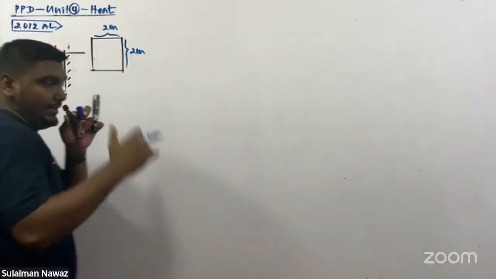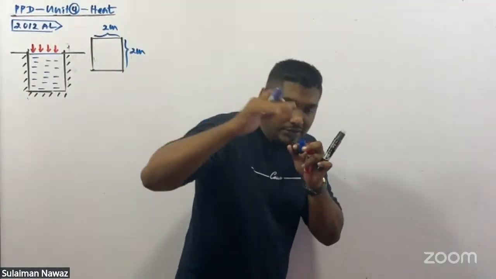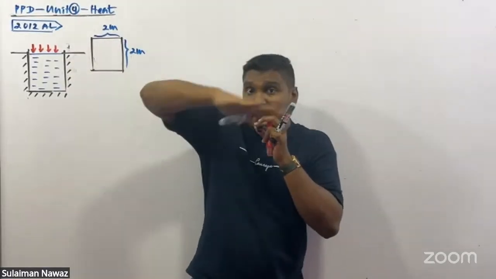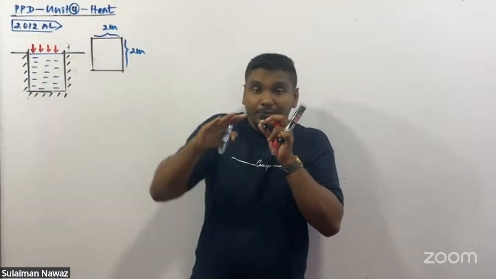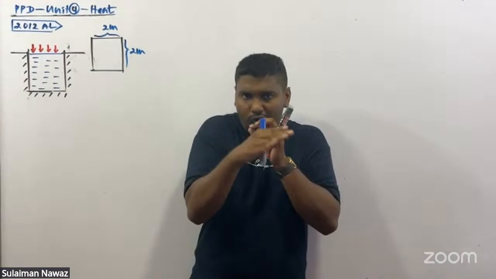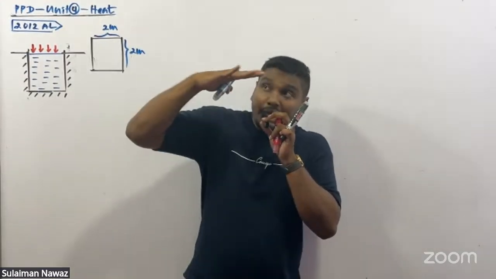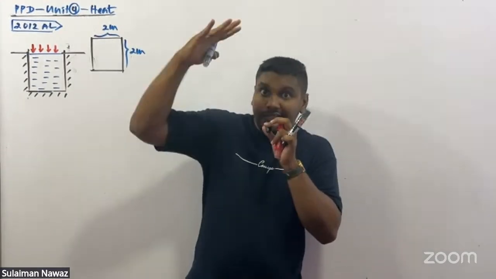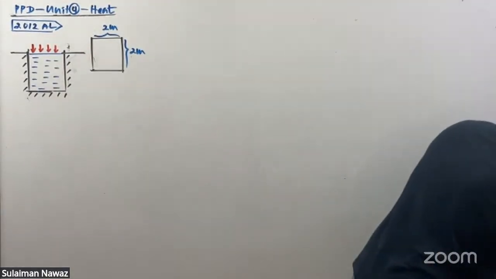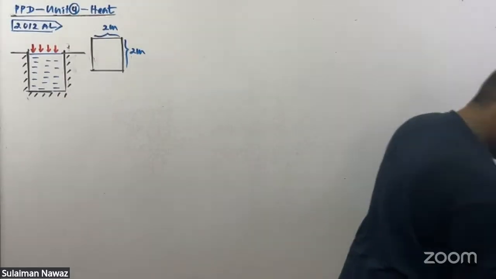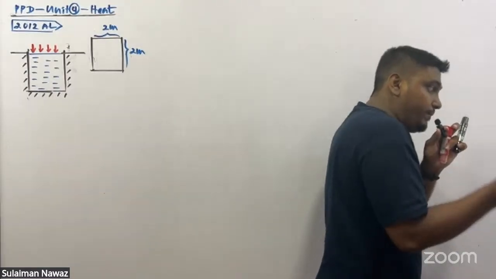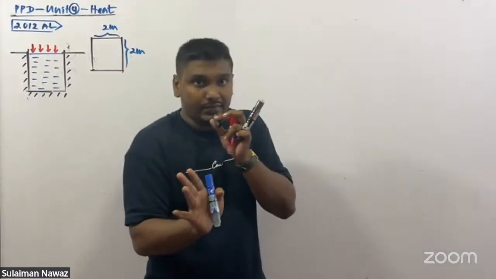Right. So when you consider the top surface of the pond, 2 into 2, it is 4 meters squared area. The pond water surface area is 4 meters squared. That 4 meters squared water surface area is exposed to the sunlight. Okay. They mentioned the amount of solar heat radiation falling on the pond is 1000 watts per meter square.